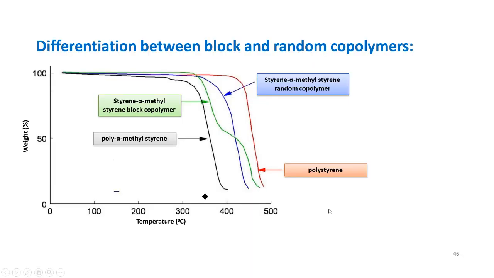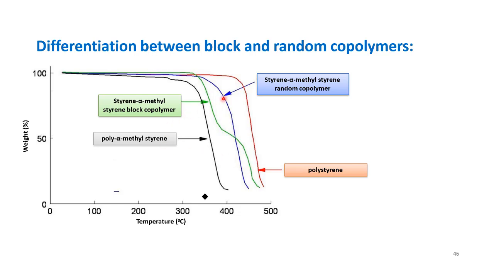So likewise, we can even check the block and random copolymers and their thermal stability. So here you can see in the red one, which is a single polymer of polystyrene, and then we have a block copolymer, and in the block copolymer, two different steps or two sequential steps are visible. So that means the first block is getting degraded, and then the second block is getting degraded. So that is how the degradation is happening with temperature.